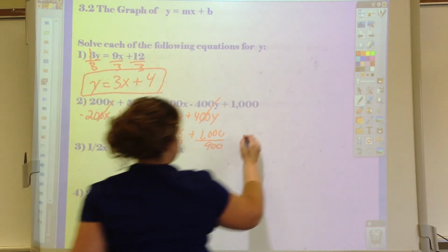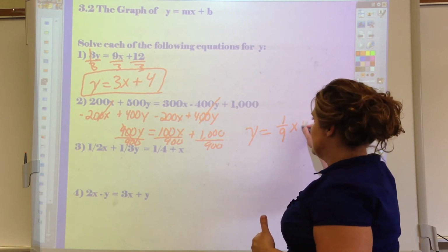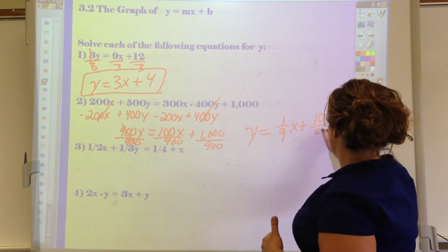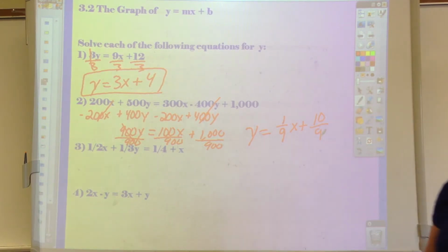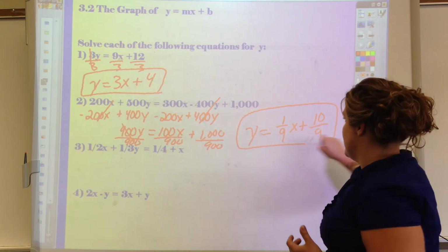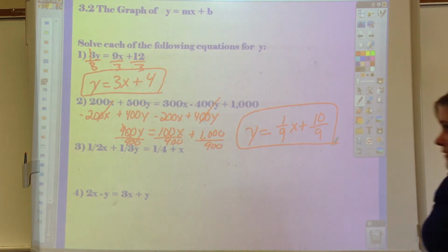And over here it's going to cancel, and I'm going to get y equals 1/9 x plus, let's call that 10/9, or 1 and 1/9. In this case, my m, or my slope, is 1/9, and my b would be 10/9, or 1 and 1/9.